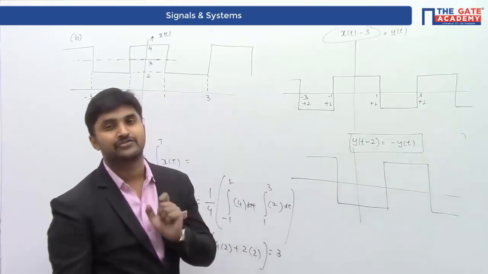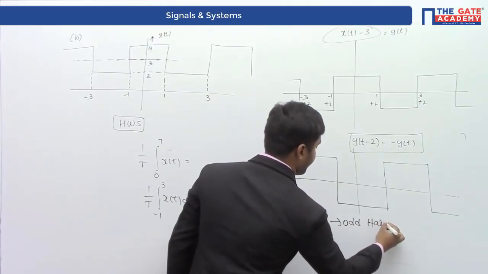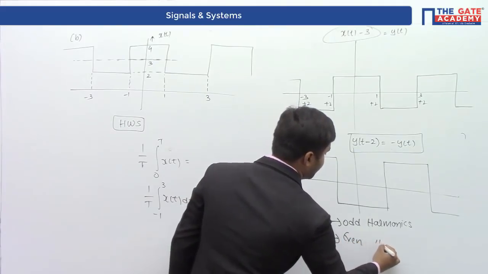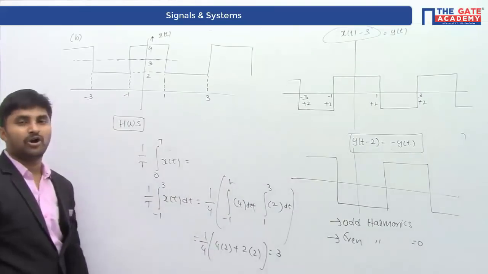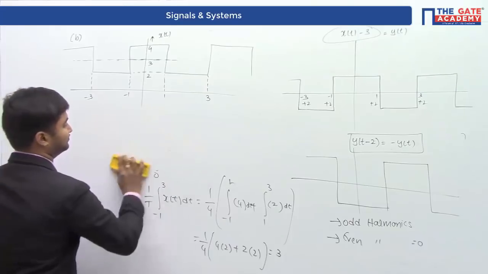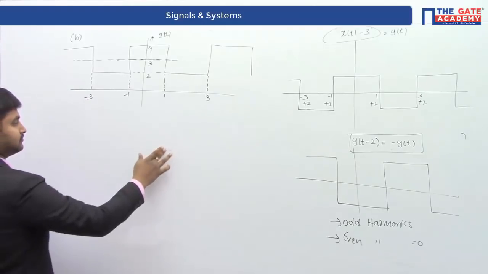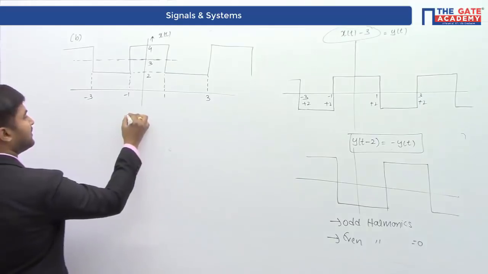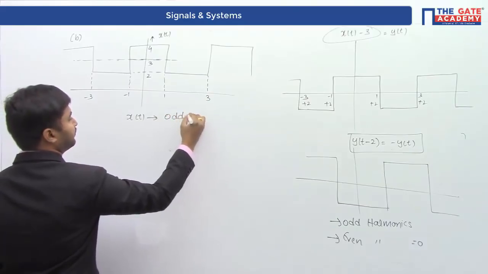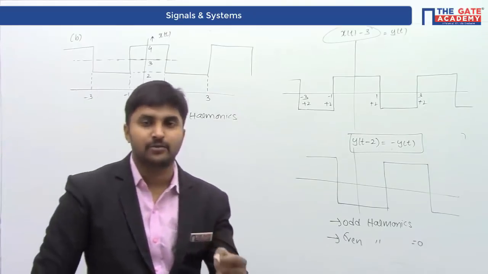Whenever it satisfies the odd half wave symmetry, it will only have the odd harmonics, and the even harmonics are equal to 0. So if the signal y of t has only odd harmonics, signal x of t is also going to have only odd harmonics. Okay, so we are able to comment on the even harmonics and the odd harmonics.